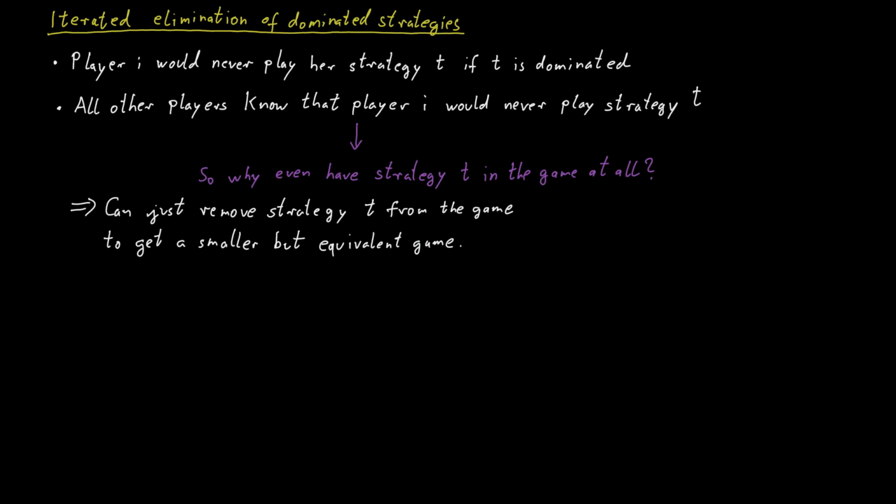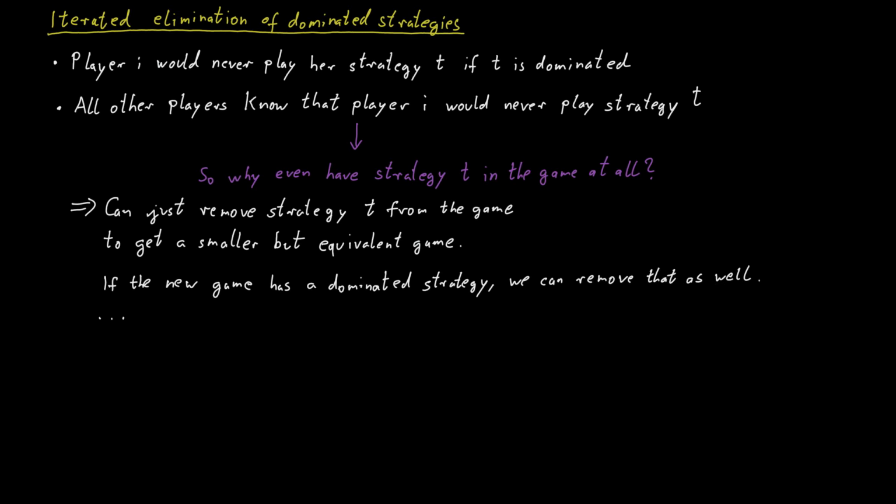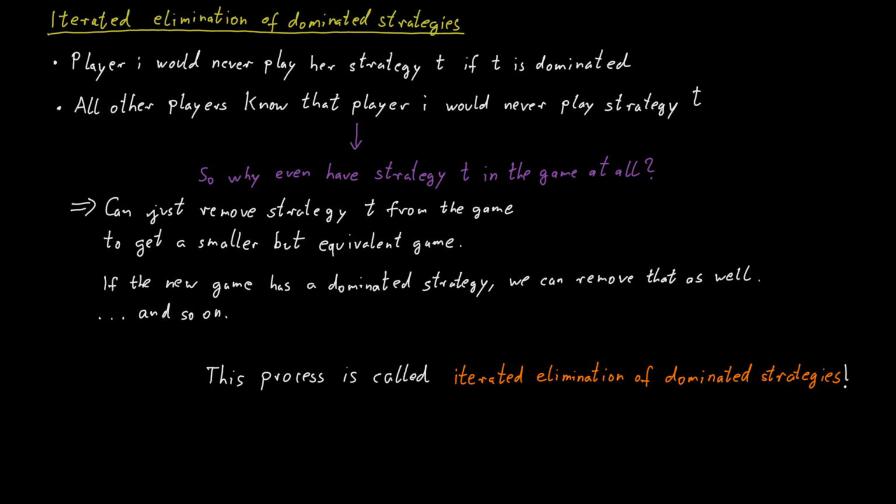Now we can look at the smaller game, and if the smaller game contains another dominated strategy for some player, either player I or some other player, then we can remove that strategy as well, and so on. We can keep removing dominated strategies and make the game smaller and smaller. This process is called the iterated elimination of dominated strategies. It only stops once we reach a game in which no more dominated strategies exist.